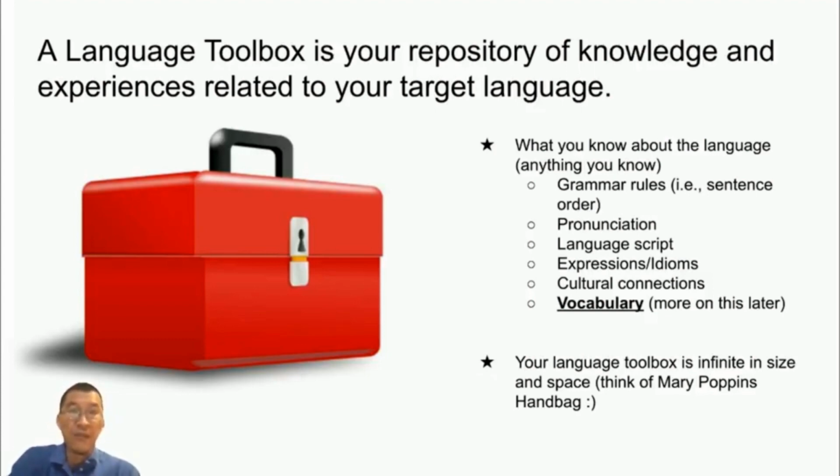For example, if you know that what looks like the letter H in English or the Latin script is the sound of N in Russian, that would be part of your language toolbox. Or if you're writing in Chinese characters, you know that there is a simplified version versus a traditional version. All of these are examples of knowledge that you have in language, and that's part of your toolbox.